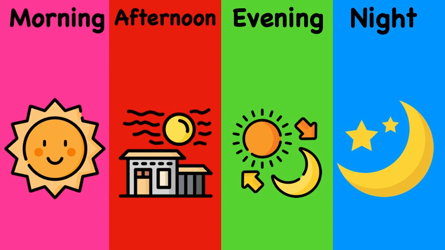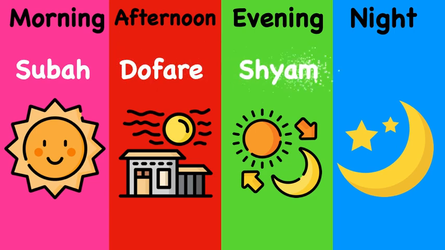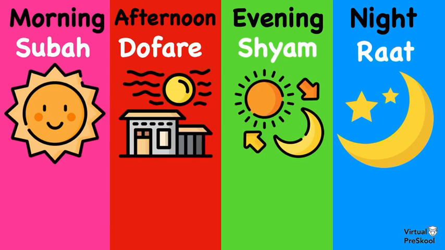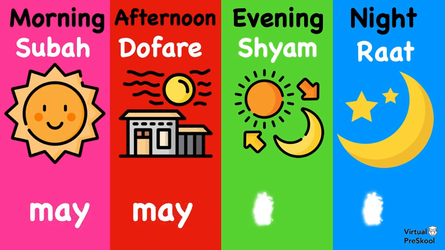So, to summarize, you learned 4 new words. Morning is subha, afternoon is dofer, evening is sham, and night is raat. And you know how to apply these words to form sentences. You also learned the connector words for these. So, for subha and dofer, we use me, sham and raat use ko. So we put all of this together with our conjugation to empower us to speak full Hindi sentences.